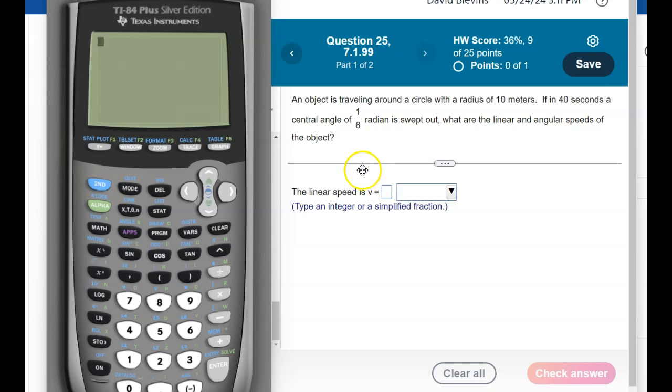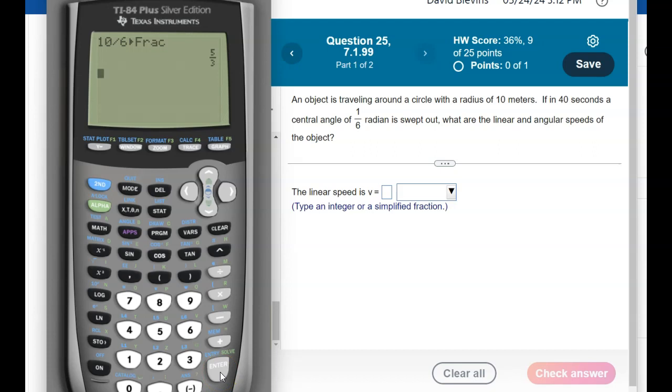To find the linear speed, that's the arc length, how the arc length is changing as time goes on. If you take a radius of 10 meters, that's the radius, the arc length is that times the central angle in radians. So 10 over 6, that's 10/6. That is our distance. I'm going to change that to a fraction, which will reduce it to 5/3. And so 5/3 meters in 40 seconds.